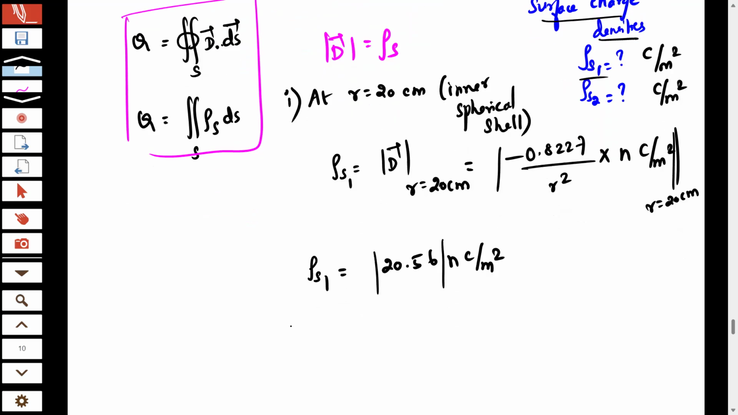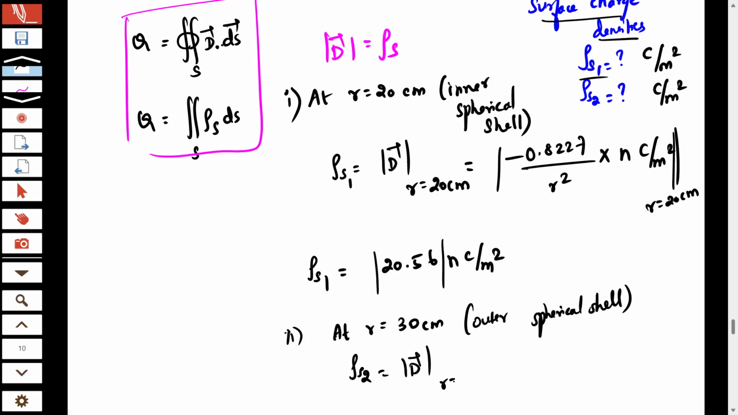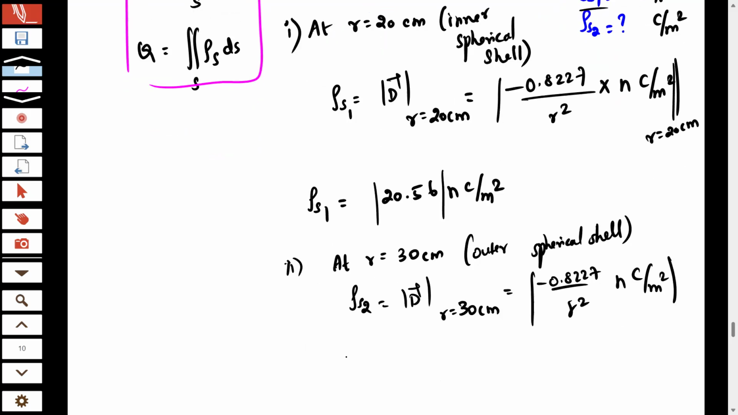And rho S2, now at R equals 30 centimeter. This is the outer spherical shell. For the outer spherical shell, we can estimate similarly rho S2 as magnitude of D at R equals 30 centimeter, which is magnitude of minus 0.8227 by R square nanocoulomb per meter square. Now, by substituting R as 30 centimeter, rho S2 is going to be 9.137 nanocoulomb per meter square. So this is just the magnitude.